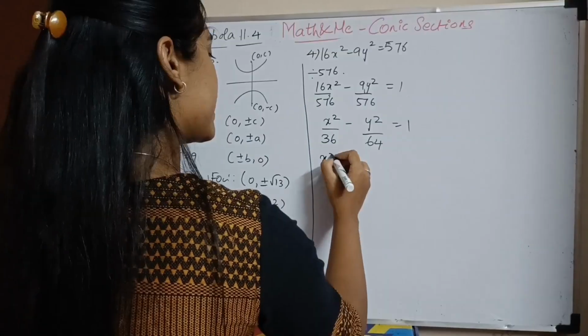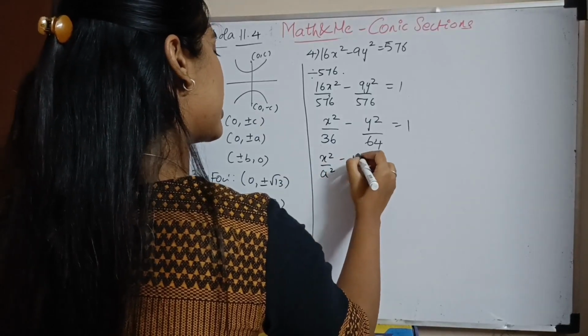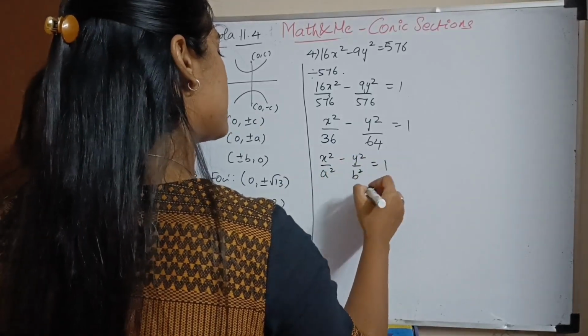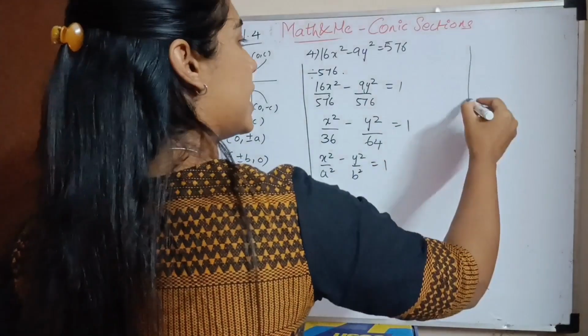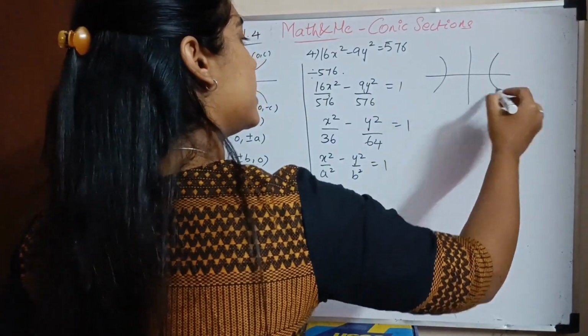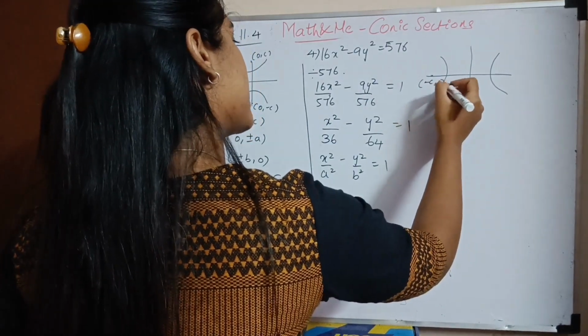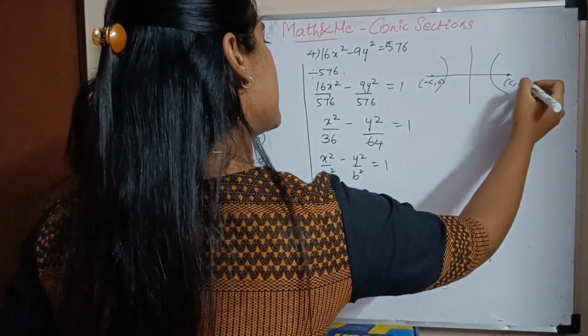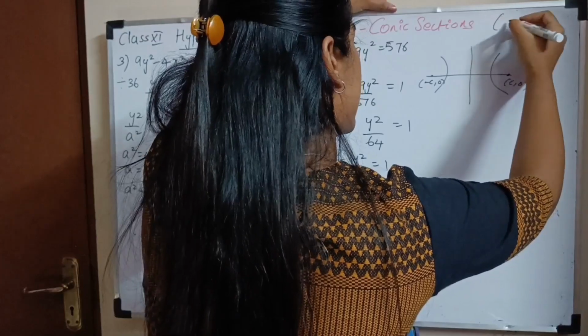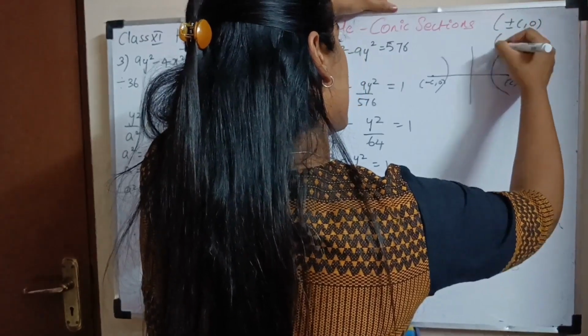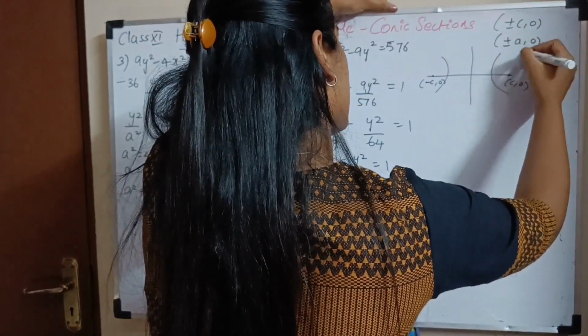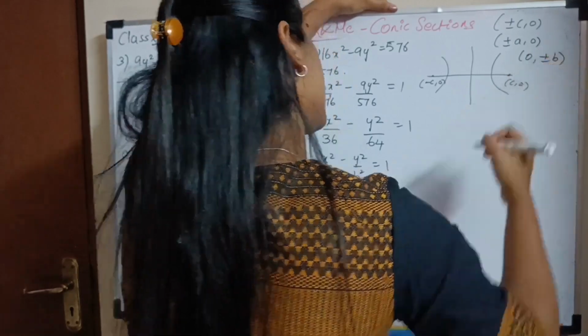So this is the form x square by a square minus y square by b square equals 1. So x square la a irukku. So your hyperbola will look like this. So this point is minus c, 0. This is c, 0. So how do my points look like? Plus or minus c, 0. Plus or minus a, 0, 0, plus or minus b.